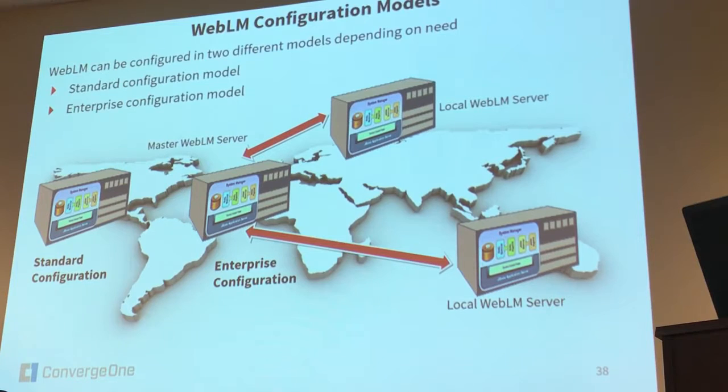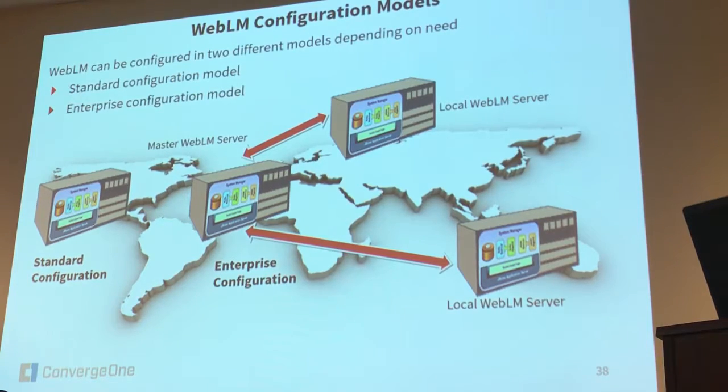Another thing that's not mentioned in this slide, but it's good to know, is that by default, one WebLM can only license one CM. If you want to license multiple standalone CMs, you also need to enable something in that WebLM known as centralized licensing. Because by default, you're not able to license more than one Communication Manager per WebLM. So your System Manager by default can only manage one? Yeah.